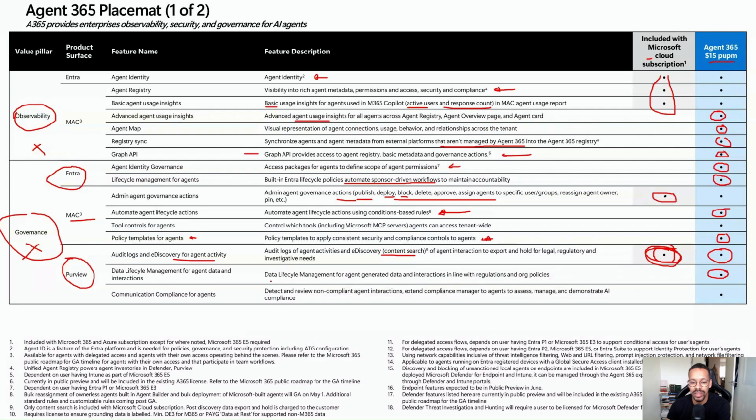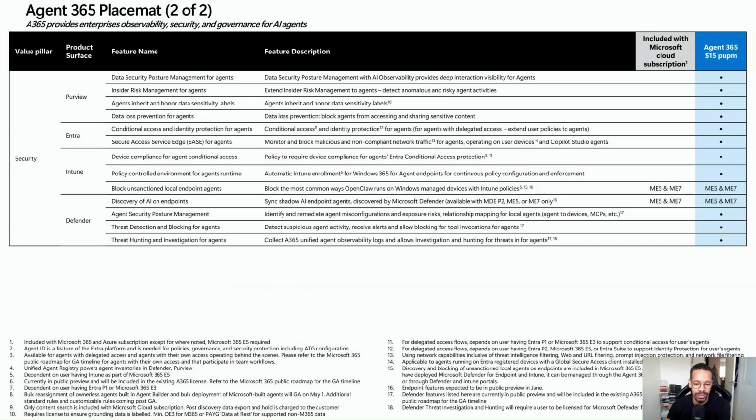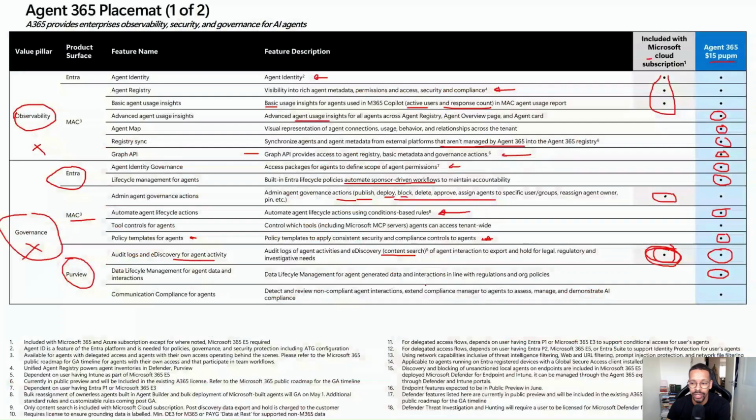For the data lifecycle management for agent data and interactions, this is only found in Agent 365. This is all the Defender features which are listed. If we look at this, the data lifecycle management, this is the DLP policies and all that stuff. And for the agent generated data, what this means is if you have a file here, and this file is confidential, then Copilot creates a new file, and that file is also confidential. So how do you manage this newly created file? This is included here, so you can make it compliant with your regulation and organization.